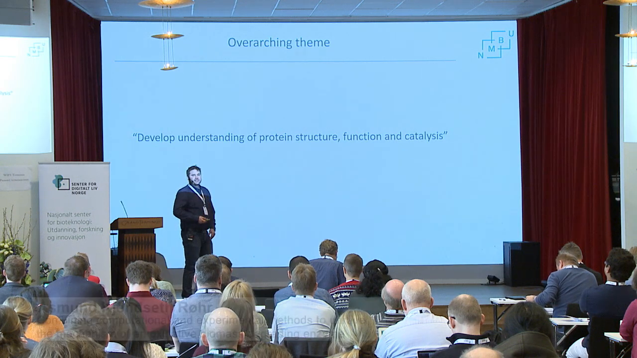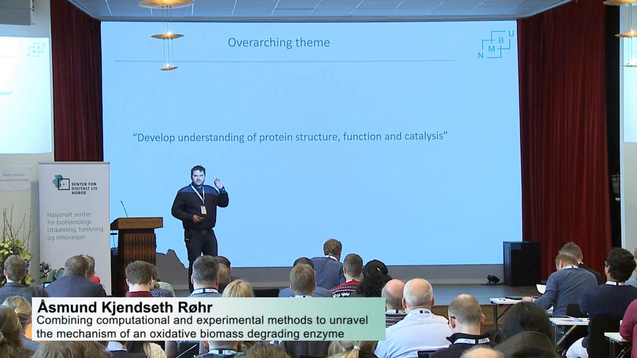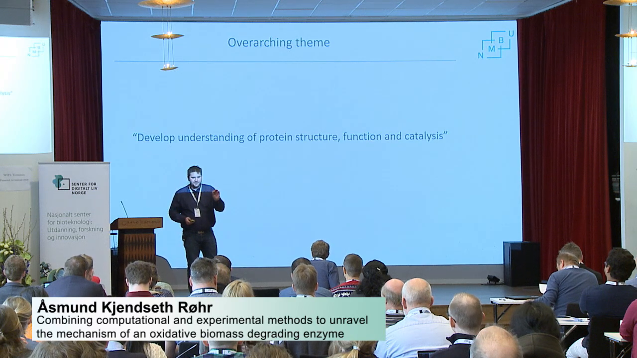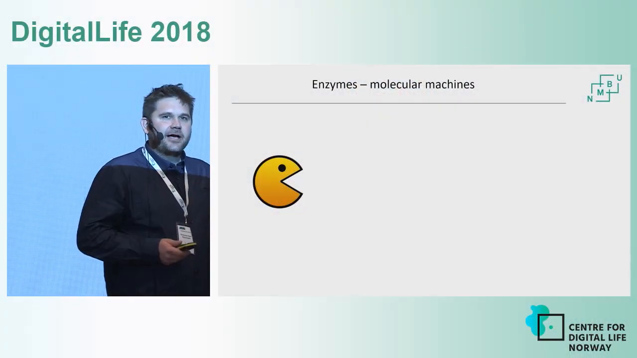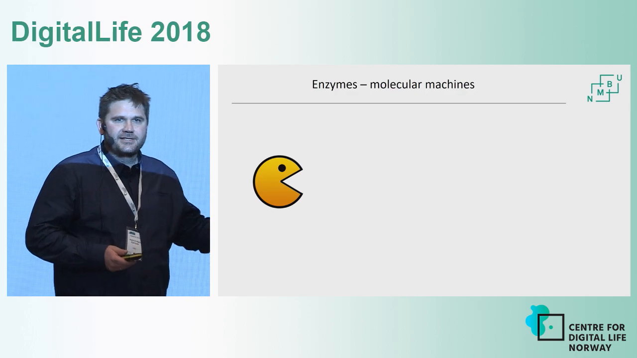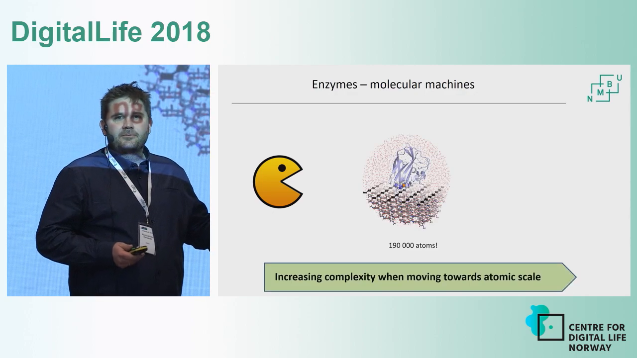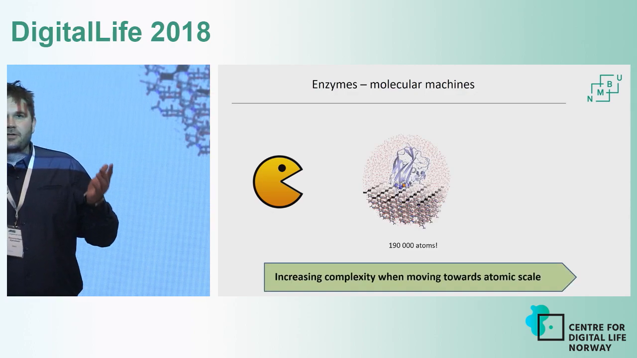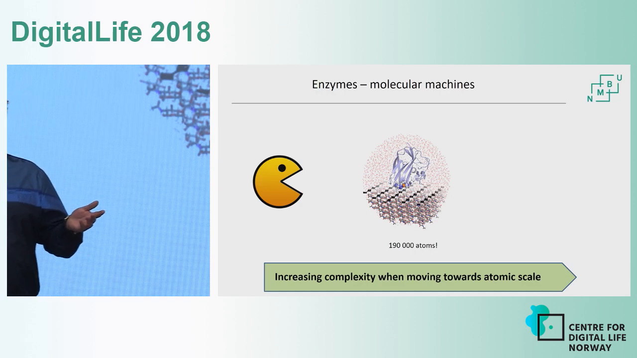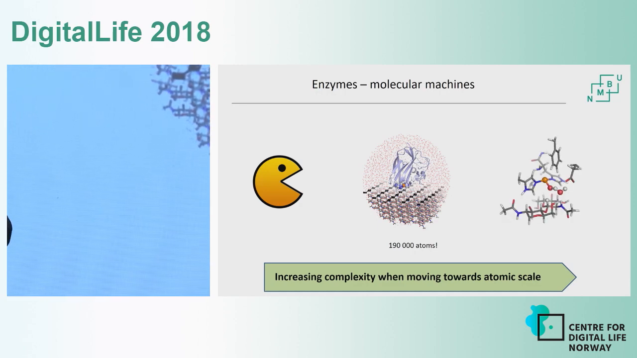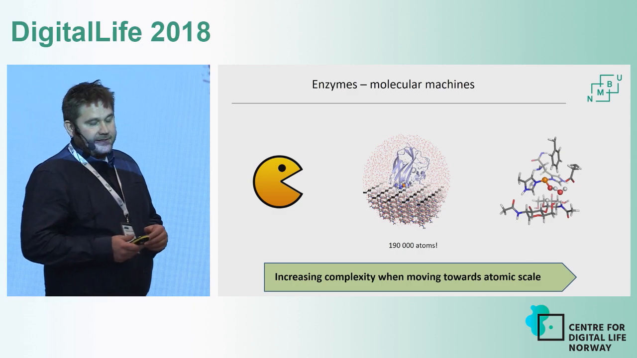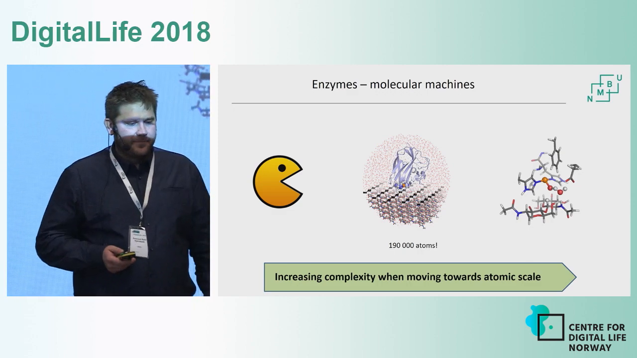So this is the overarching theme I'm going to talk about. It's protein structure, function, and catalysis. And enzymes. They are molecular machines. And you can look at them like this, like we quite often see them. But today, I'm not going towards the complexity of networks. I'm going to look at the complexity at the atomic scale when they work as machines, and what they do, how they work at the atomic scale.